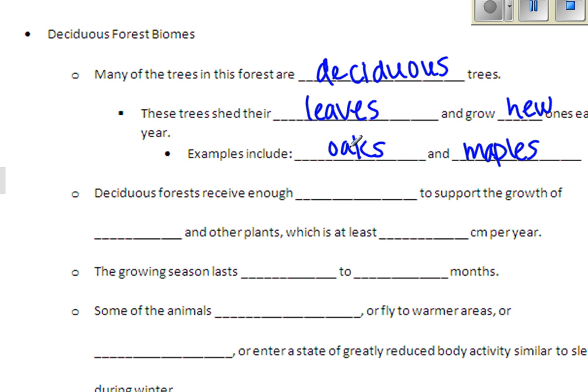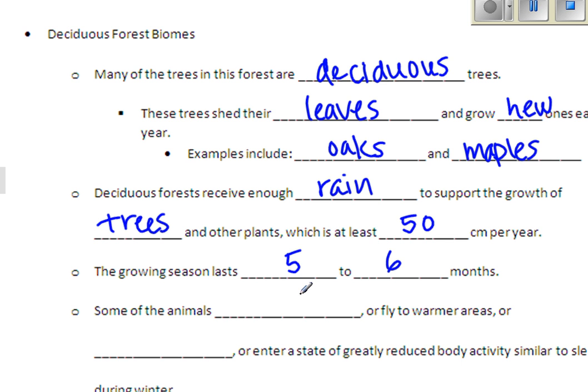Now, deciduous forests receive enough rain to support the growth of trees. So it receives enough rain to support the growth of trees and other plants, which is at least 50 centimeters per year. So the deciduous forest receives at least 50 centimeters of rain per year. So it has enough rain to support the growth of those trees. And it also has a growing season that lasts 5 to 6 months.